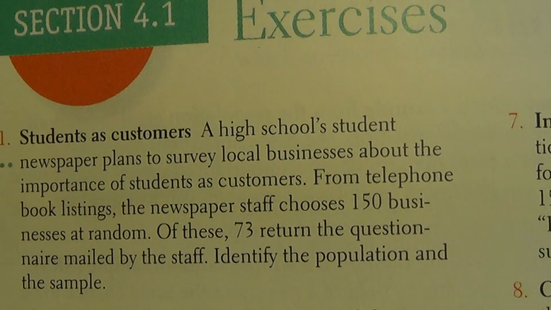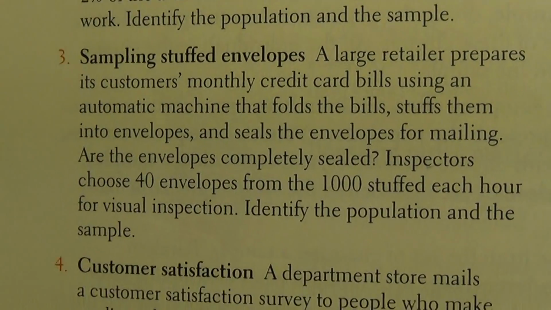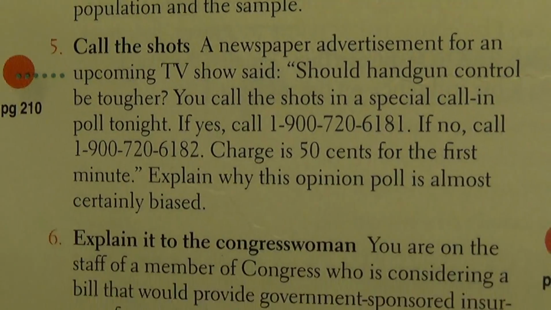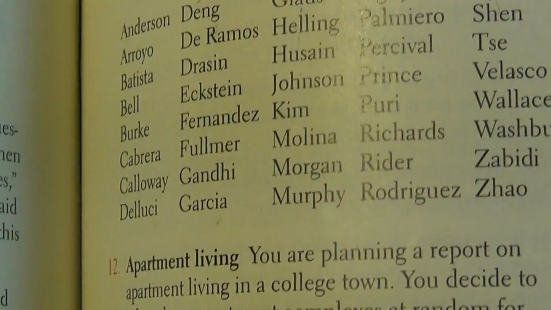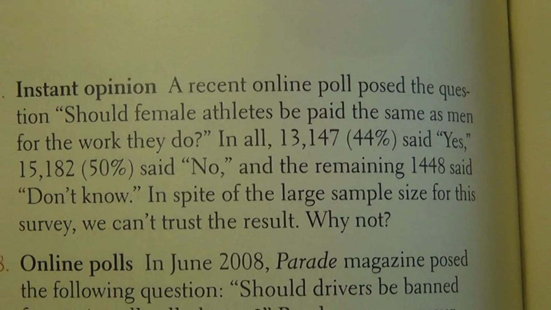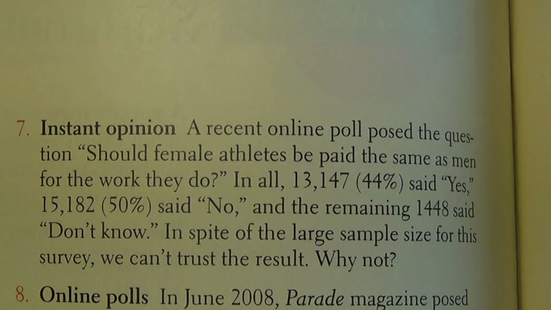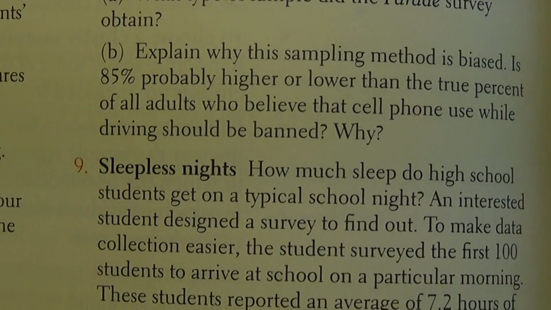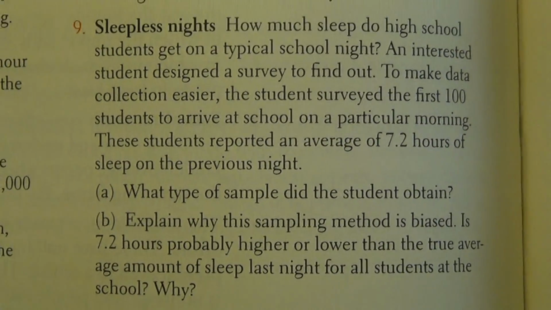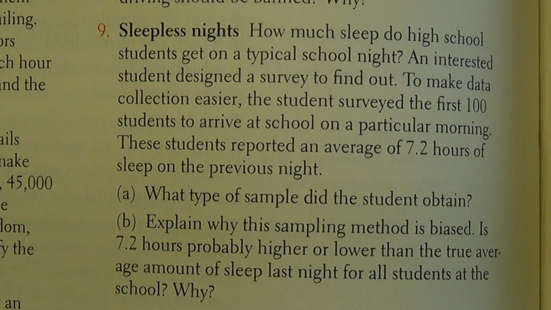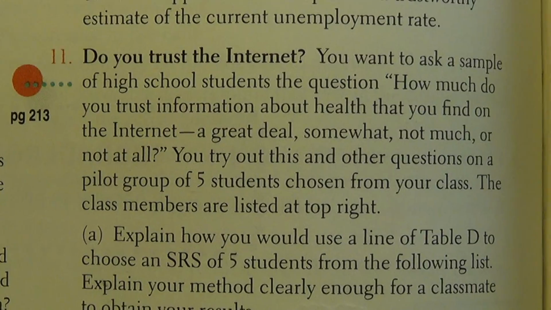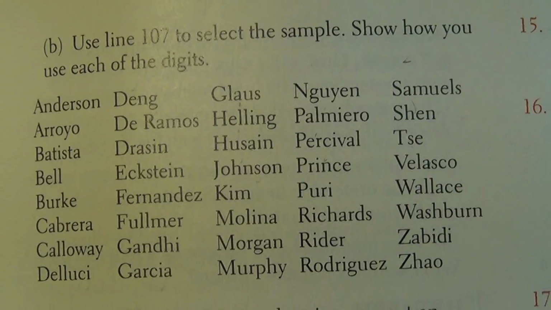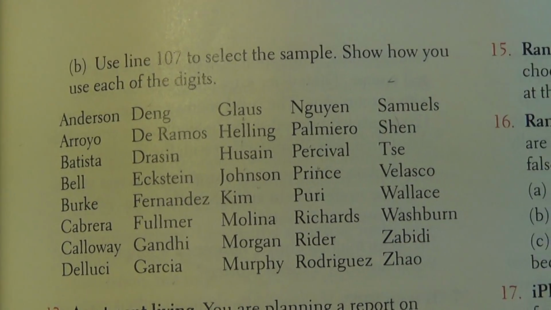All right, here's number 1, 3, 5, 7, 9, and 11. That's part A there for number 11. And here is part B.